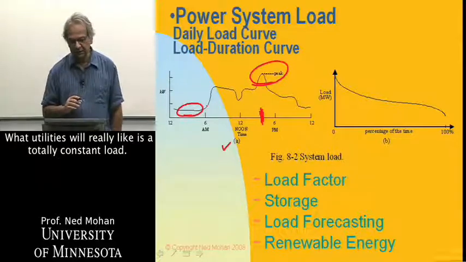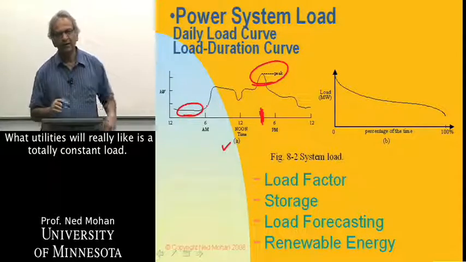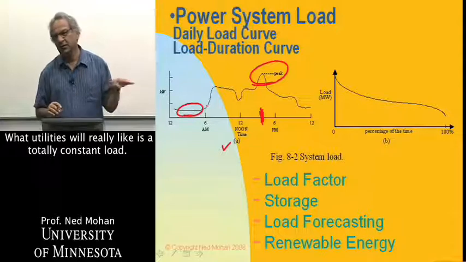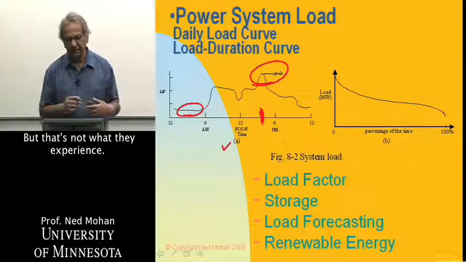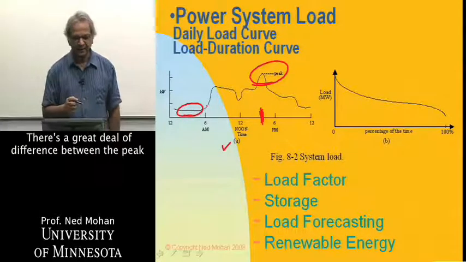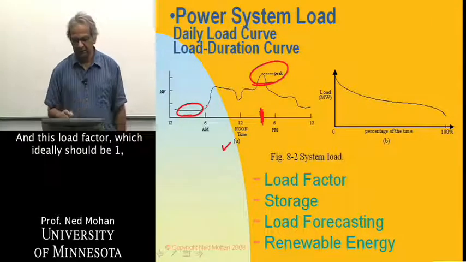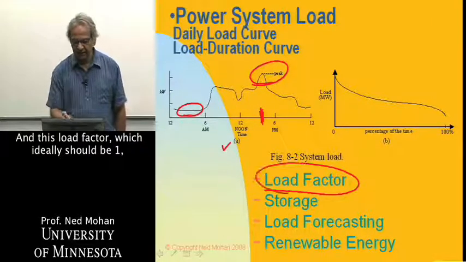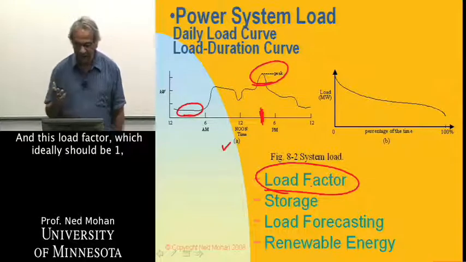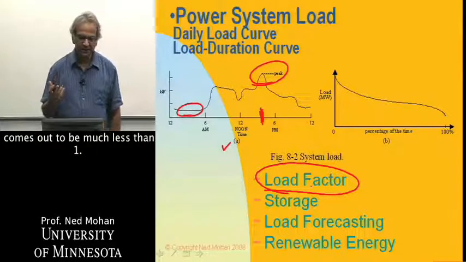What utilities would really like is a totally constant load, but that's not what they experience. There's a great deal of difference between the peak and the valley over here, and this load factor, which ideally should be 1, comes out to be much less than 1.